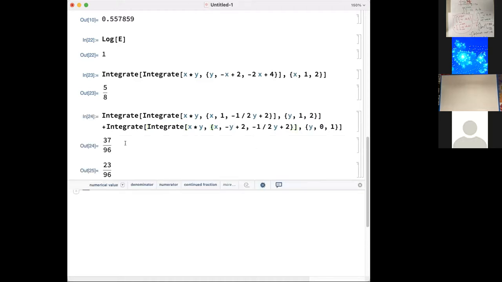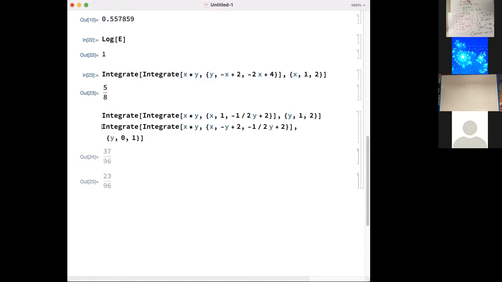And, did I tell it to add the two double integrals? Let's see what I did right here. I think it's angry about where I put the plus sign. So let's do the two double integrals. And then let's tell Mathematica to add the two last things it did.